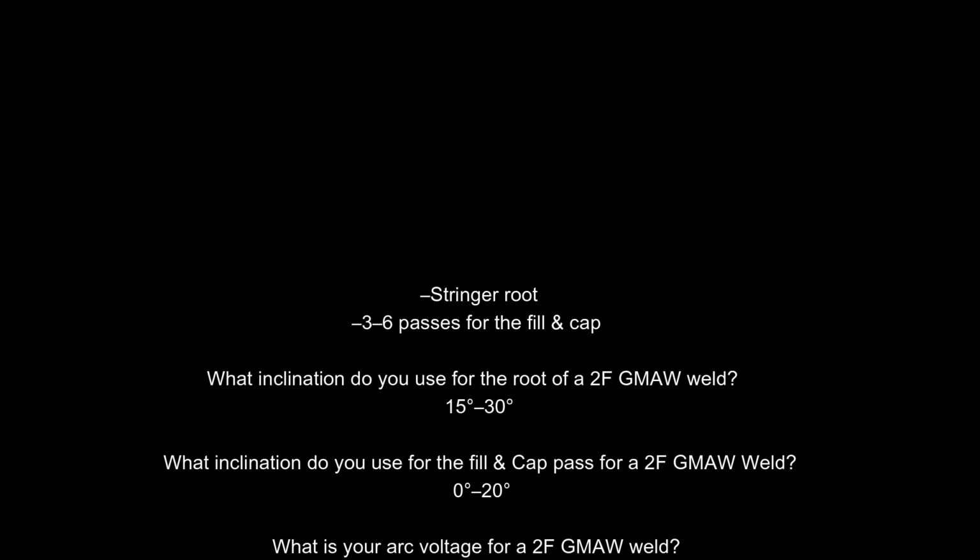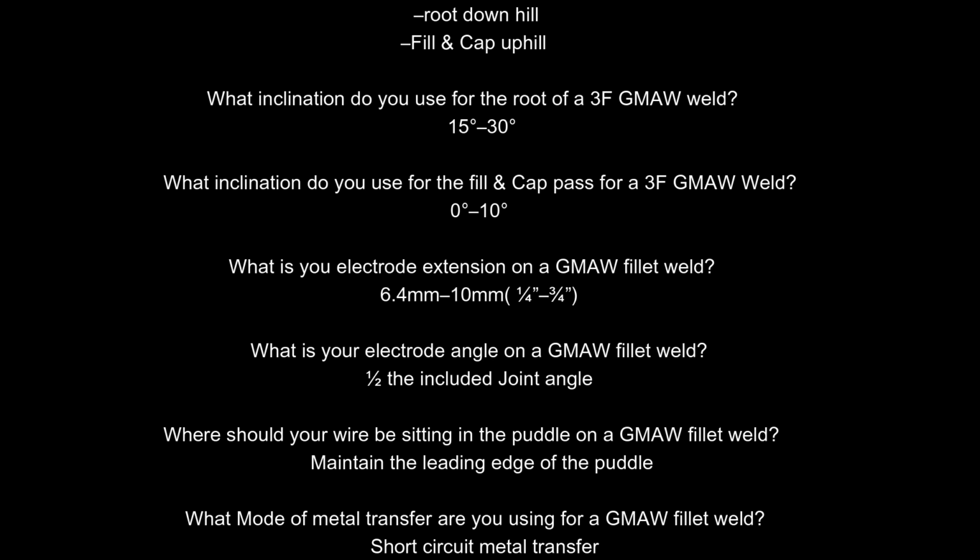What technique do you use to weld a GMAW 3F? Stringer weave beads, root downhill, fill cap uphill. What inclination do you use for the root of a 3F GMAW weld? 15 to 30 degrees. What inclination do you use for the fill cap pass for a 3F GMAW weld? 0 to 10 degrees.